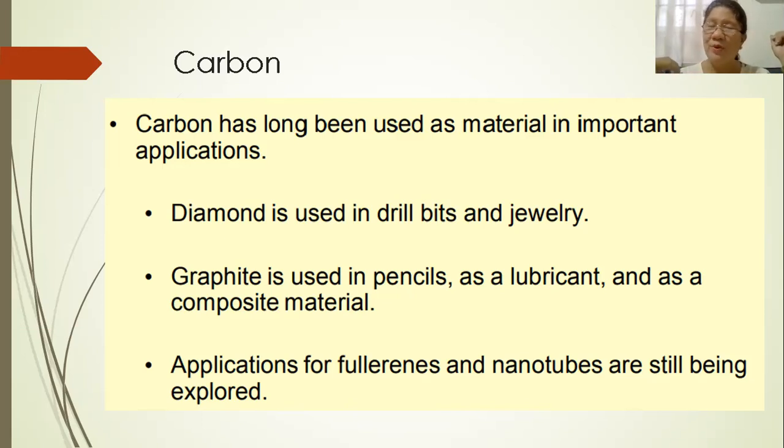It is also used as a lubricant. Lubricant is in the diesel. Have you seen it? It is black in color. That is why the lead in the pencil is black. It is also used as a composite material. For fullerenes, until now, people are still looking into their uses in nanotubes, and it is still in the process of exploration because this is a new technology. So those are the three forms of carbon: graphite, diamond, and fullerene.